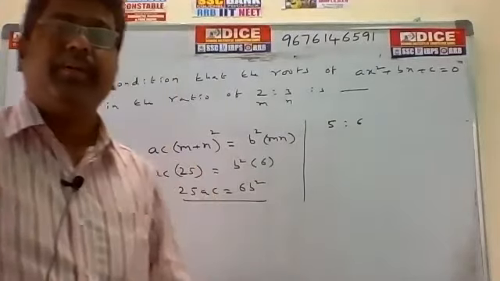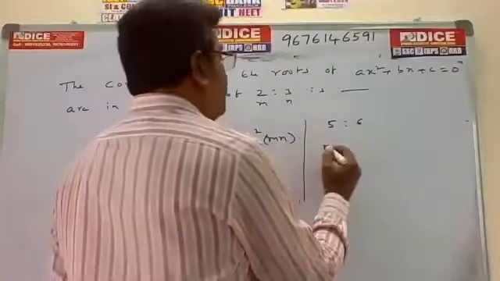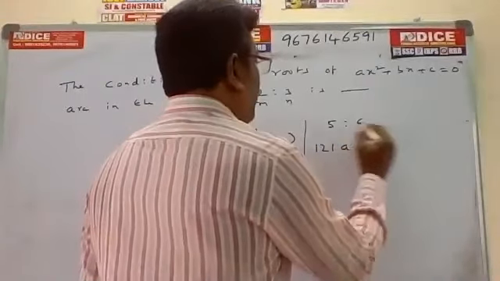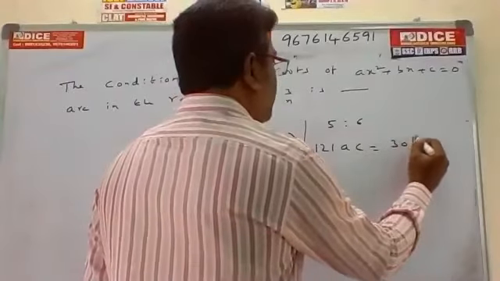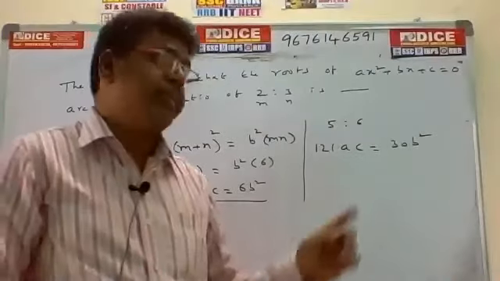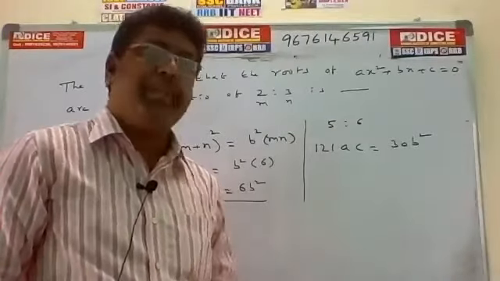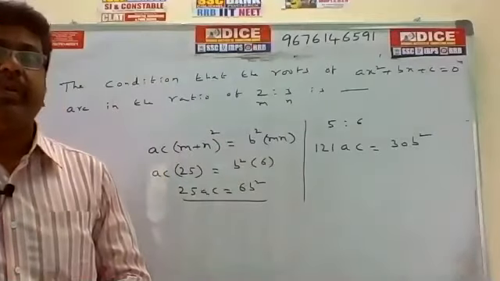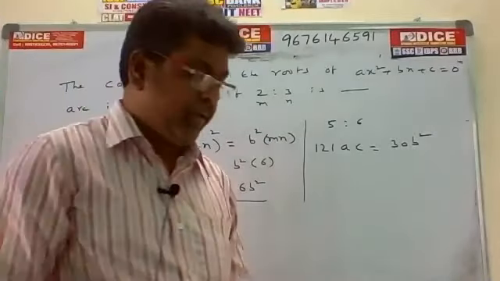So the answer is 5 plus 6, 11, so 11 gives 121 AC. 5 into 6 is 30 b square. So the answer is 121 AC is equal to 30 b square. Next one.